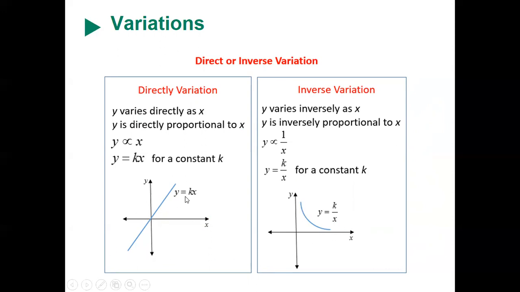Okay, so directly we're multiplying. Indirectly, inversely, we are dividing. Directly, multiply. We write it. So here we're multiplying, and here we are dividing the x. Multiplying x, dividing x. Or direct and inverse variation.